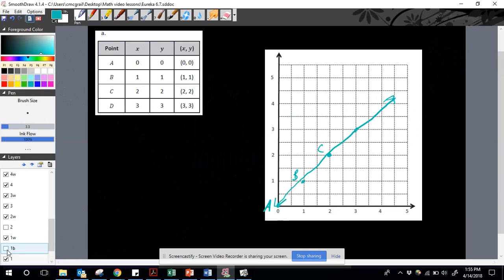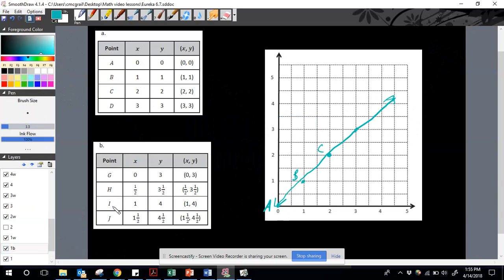Let's take a look at a different line made up of different coordinates. So now we have G, H, I, and J. I'm going to change the color so that we can see more clearly. I can see that it's 0, 3, 1/2, 3.5, 1, 4, 1/2, 4.5. So I'm going to go ahead and plot these, and I'm going to see if they follow any kind of pattern. So 0, 3 is G. 1/2, 3.5 is right here. 1, 4 is right here.